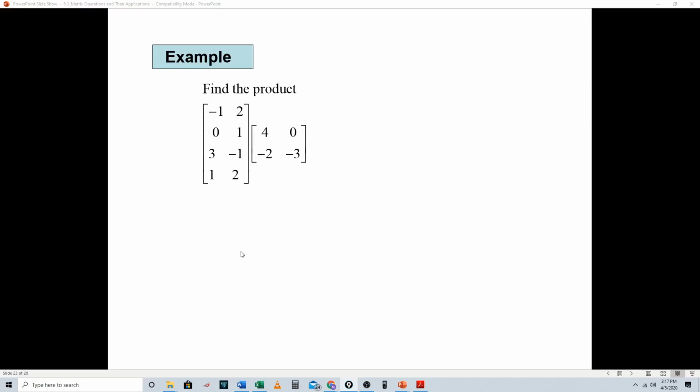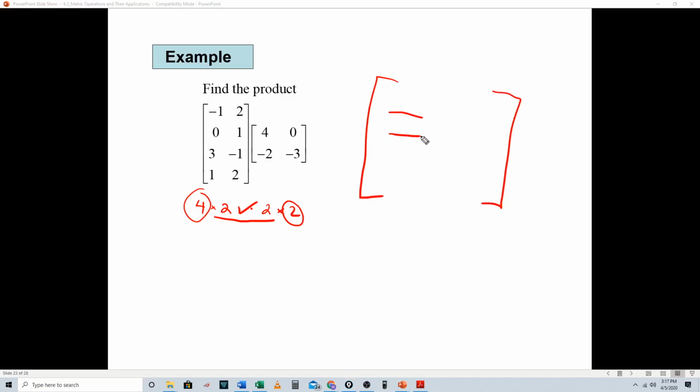Okay. So we know this is 1, 2, 3, 4 rows and 1, 2 columns. Times, this is a 2 by 2 matrix, so 2 by 2. So since these match up, we're good. And my new matrix will be a 4 by 2. Okay? 4 by 2. I'm going to make a really big matrix here. So it's 4 rows, 1, 2, 3, 4, and 2 columns, 1, 2. So 4 rows, 2 columns.